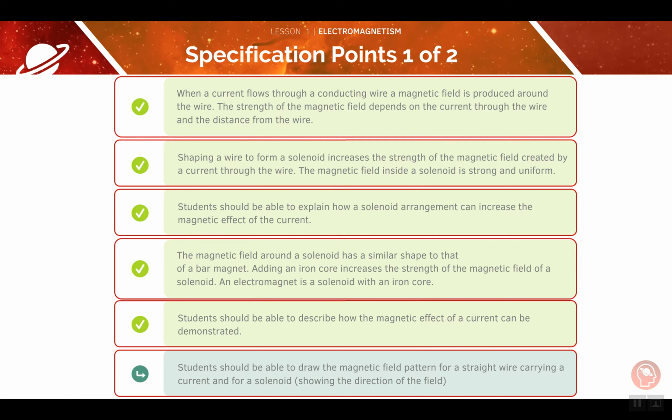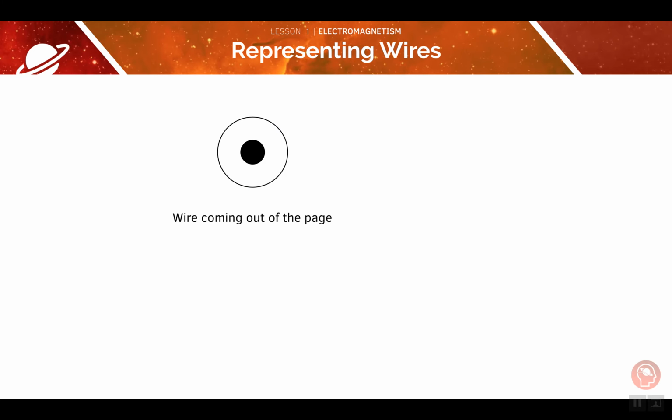Now we'll look at drawing a magnetic field pattern. For a straight wire, we first need to know whether the wire is going into the page or coming out of the page. If the wire is going into the page, it will be represented by a circle with a cross. If the wire is coming out of the page, it is represented by a circle with a dot.